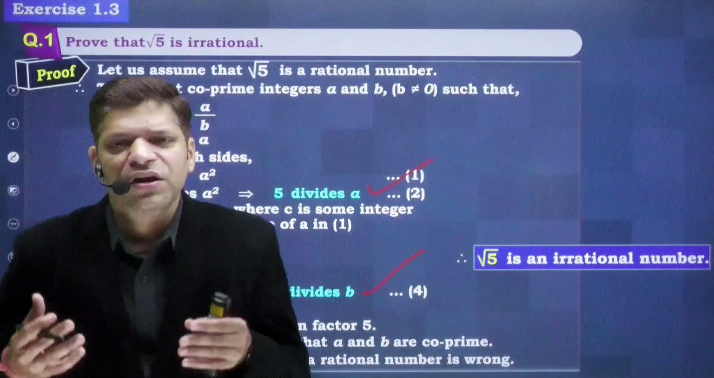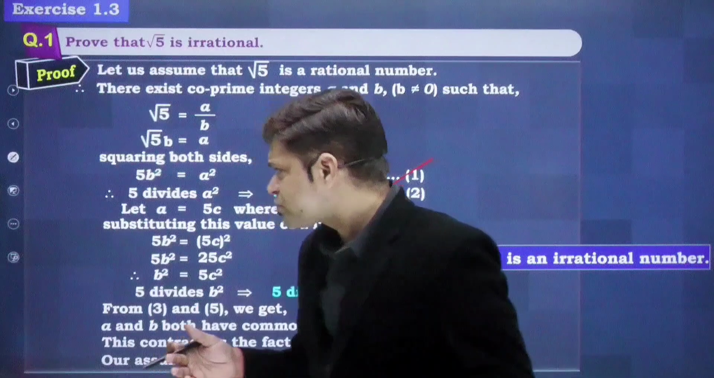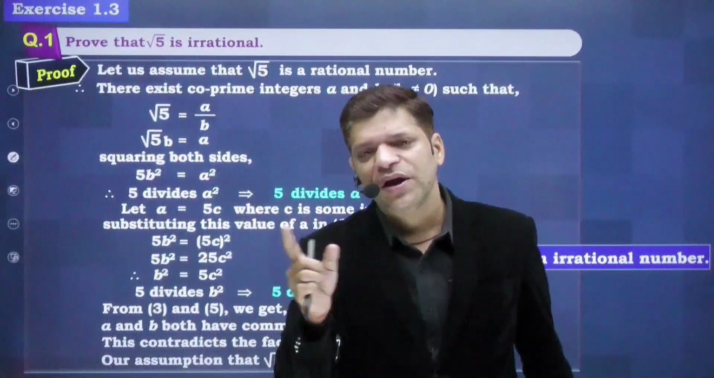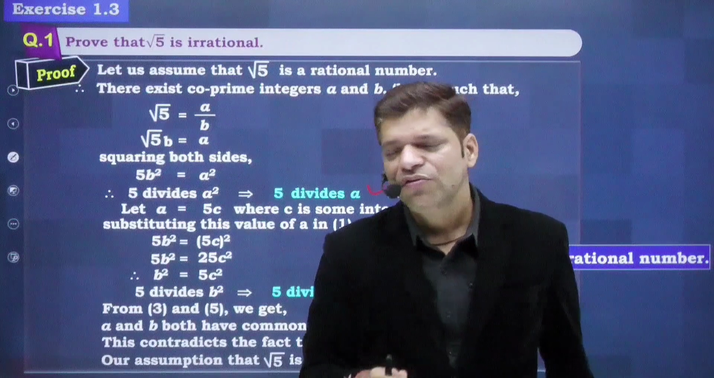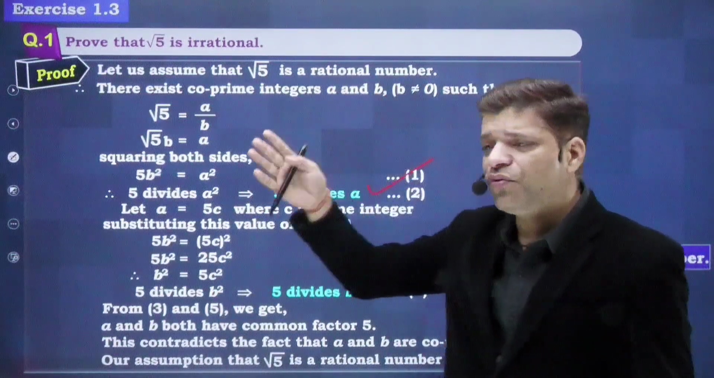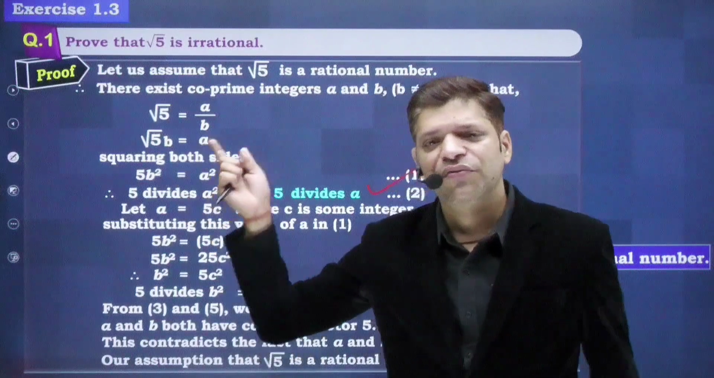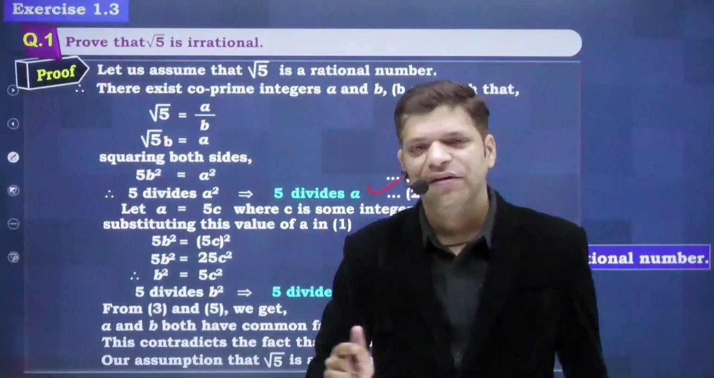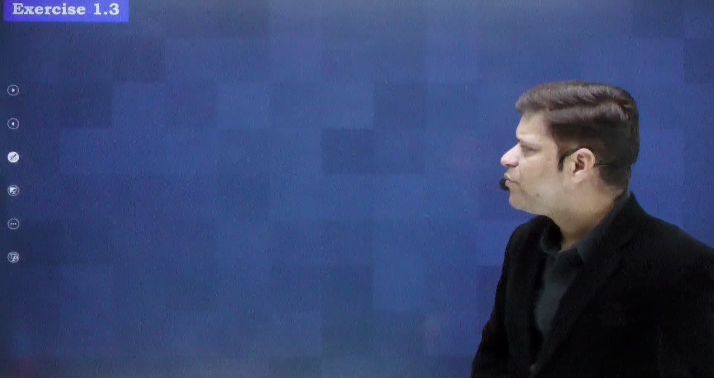Root 2, root 3, root 5. So in this method, we use the theorem: if p divides a squared, then p divides a. Also, you understand that this is where we have to start the question, that is, we have to make an assumption that root 5 is a rational number. In the last, we contradict our statement, right? So the next question we move.